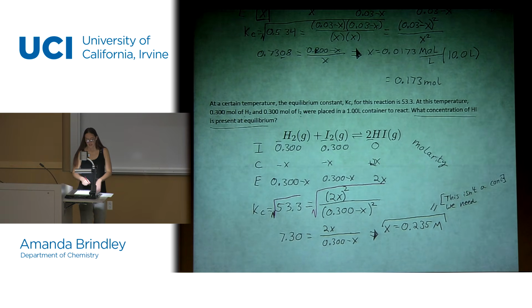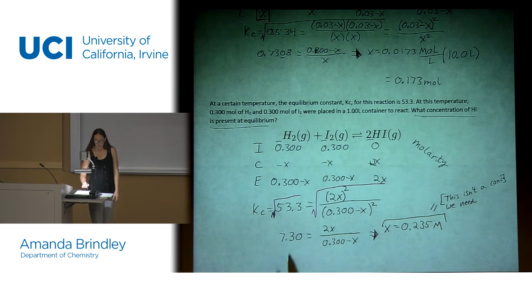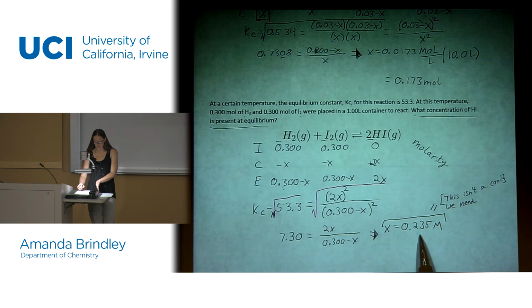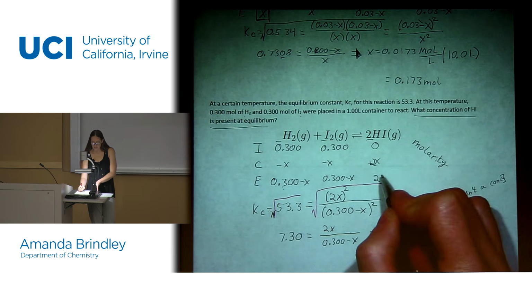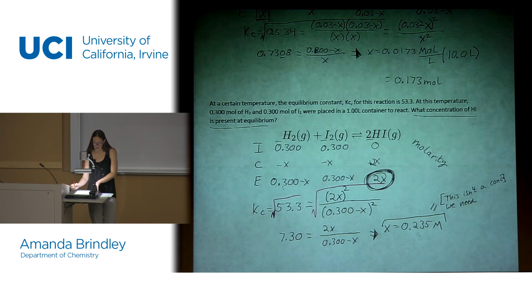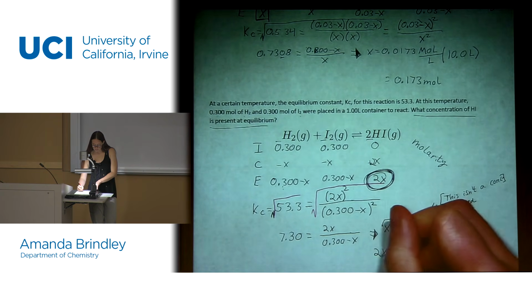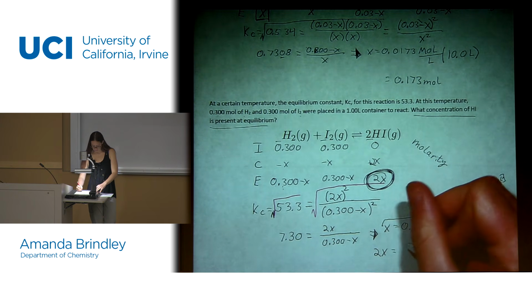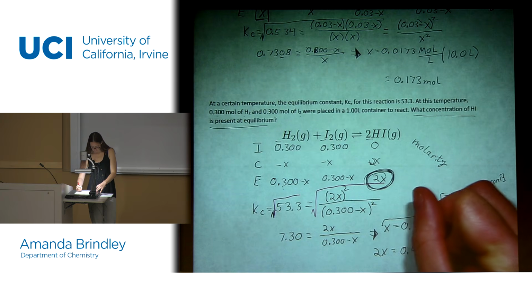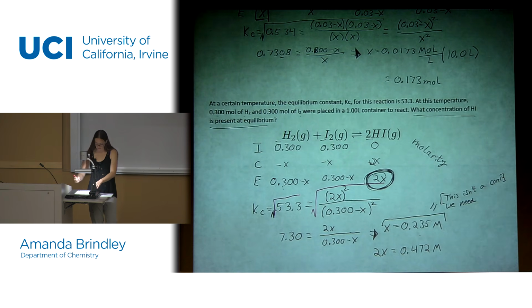If I had asked you for H2 and I2, what would you have to do? 0.300 minus 0.235. In our case, I asked you for HI, so what do you have to do? Yep, you need 2x. And so we get that.